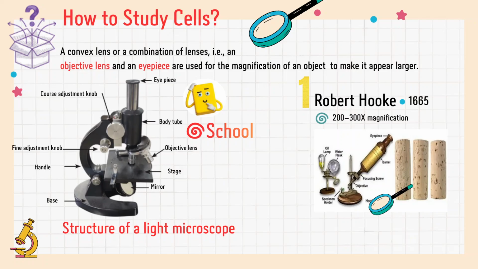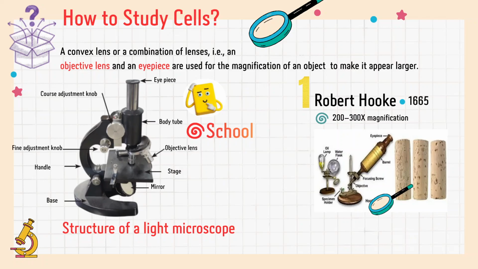Let's travel back to the year 1665. A curious scientist named Robert Hooke examined a thin slice of cork using a microscope that he designed himself. What he saw amazed him. Tiny box-like compartments arranged together like little rooms. He called these structures cells. That single observation became the foundation of modern cell biology.